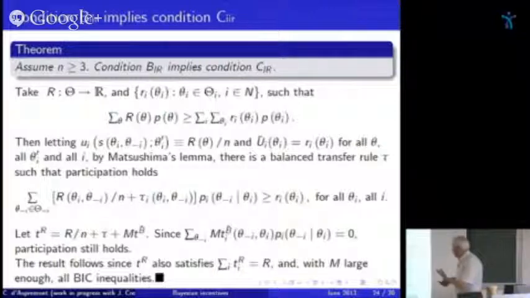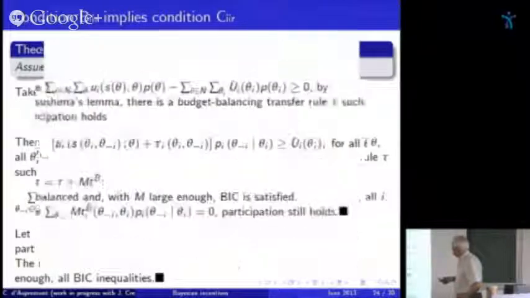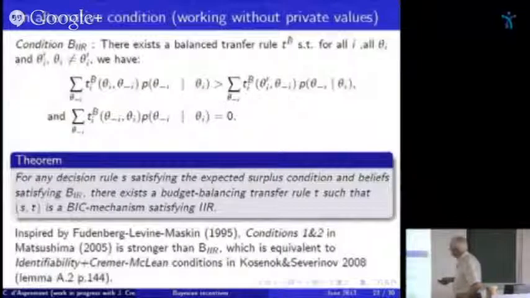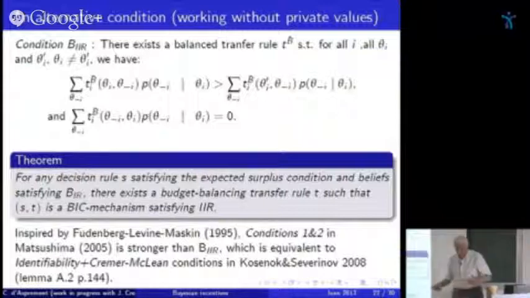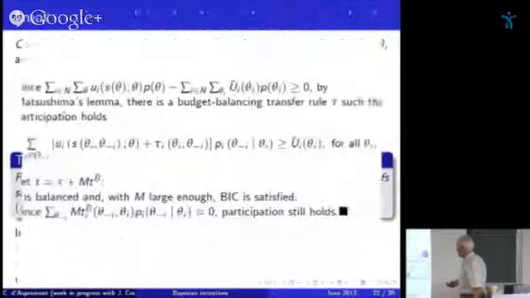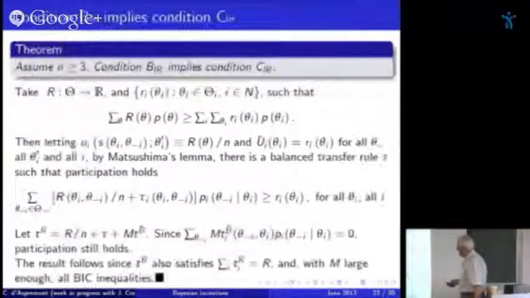Now, another remark is that condition BR implies condition CR. Now, let me just mention an important fact: because of this big M argument, we don't require private value, so we can have common value here. We can introduce common value, which is, of course, something important.